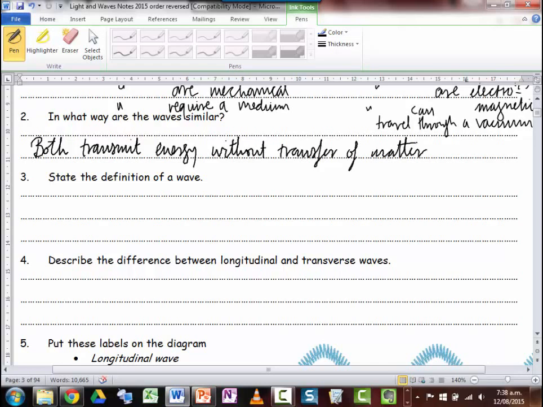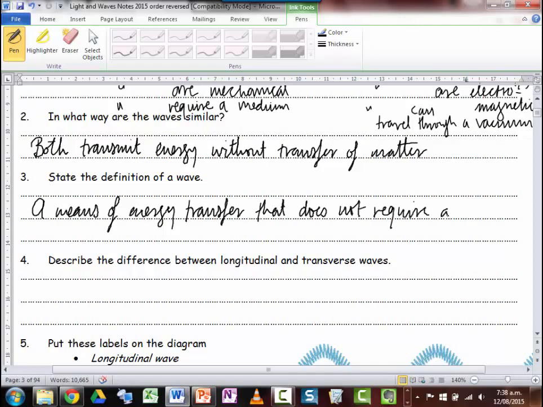Okay. State the definition of a wave. Well, that is the definition of a wave. So a means of energy transfer that does not require transfer of matter.